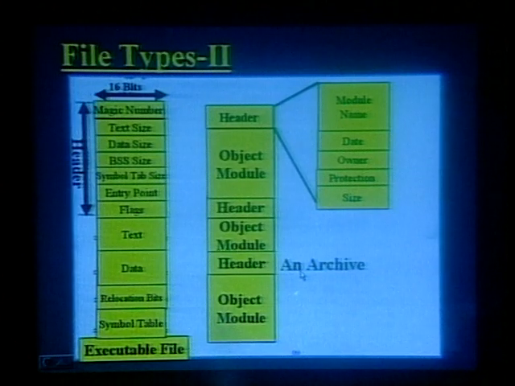In another diagram, we have a header, and in the header we have a module name, date, owner, protection, and size. It's an archive basically. This is a number of modules, but they are not linked yet. We have a header, object module, header, object module, header, object module. This diagram basically depicts the structure of a binary file.